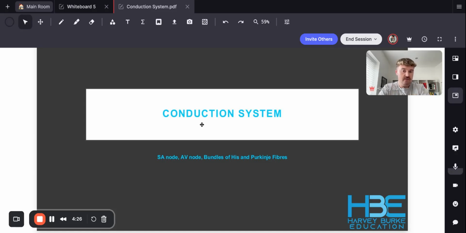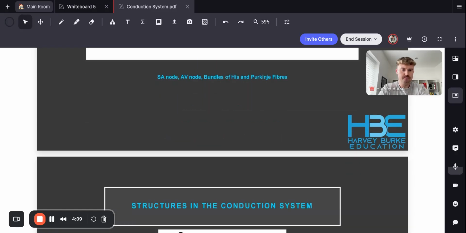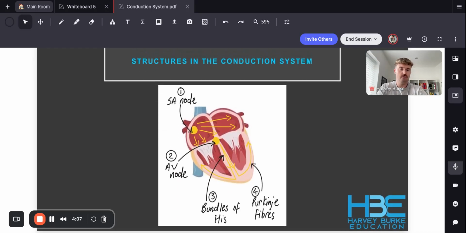So firstly, if you ever see the term conduction system in the question, automatically you want to be thinking, okay, I've got to mention the SA node, the AV node, the bundles of His, and the Purkinje fibres, because they're going to be the main mark points in a conduction system question. And this is the location of them here.